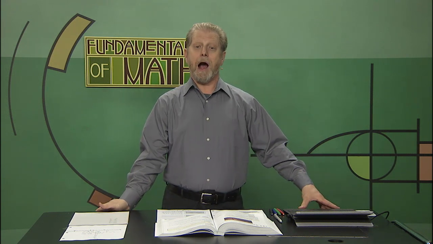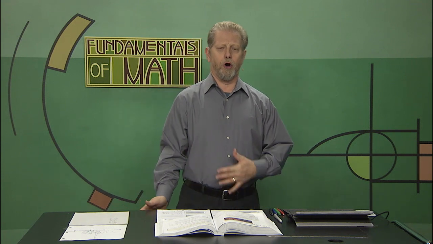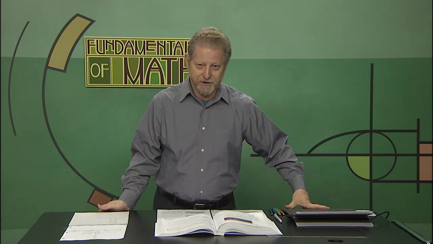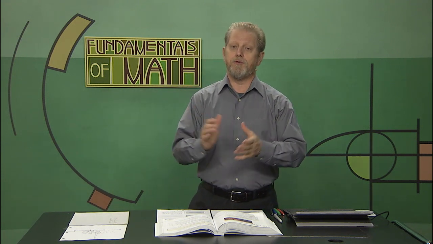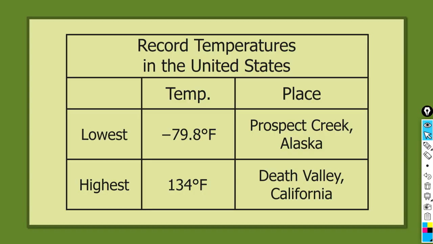We're going to start out by comparing, or compering, if you want to mispronounce it. It gives you a chart at the beginning of the section, and it shows you record temperatures in the United States, the lowest and the highest temperature. We would not have been talking about the lowest temperature because it is a negative. It is below 0, almost negative 80 degrees Fahrenheit.